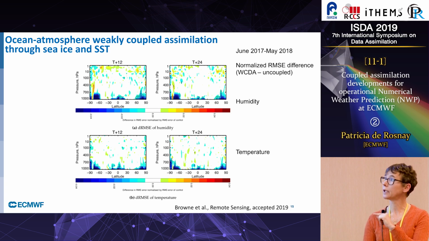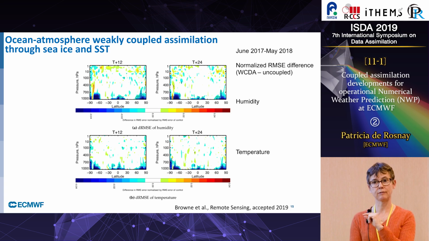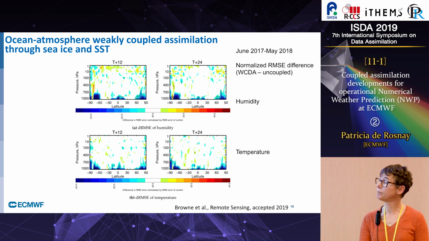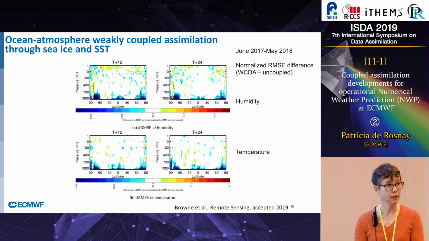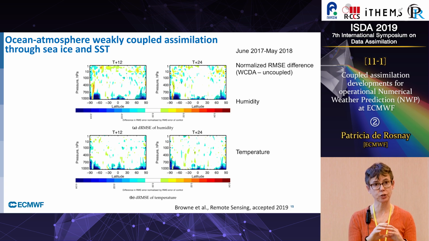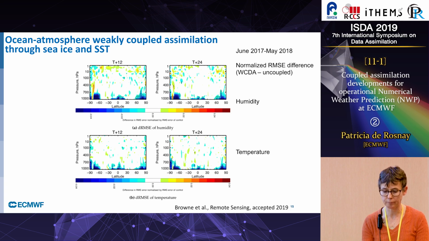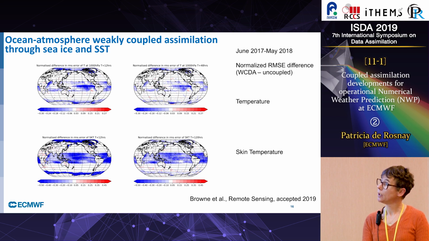I have to say that the control here is cycle 45R1, which already uses, for the model, a coupled ocean atmosphere forecast. So it's purely the benefit of having the weakly coupled assimilation and having the atmosphere seeing the right ocean conditions when the 4D-Var is running. And it is the same for temperature. We can see that as maps now for temperature at the bottom for 12 hours and 5 days on the right, and for humidity on the top for 12 hours and 48 hours. And you can see for humidity the improvement.